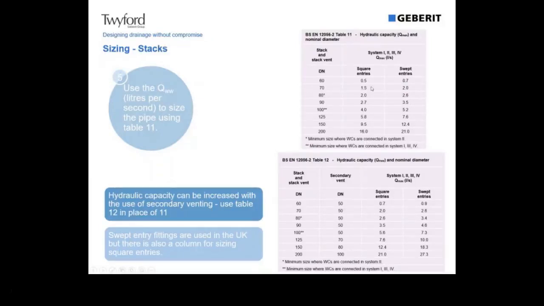Table 11 gives it to you if you're using a primary vented stack. Table 12 will give you it if you're using a secondary vent in order to give you a slight increase in your litres per second flow rate. So if you were over 5.2 on a square entry, or on a swept entry at 100 mil, then you'd go to having a secondary vented pipe, which would give you 7.3 on a swept entry. So it just gives you an extra couple of litres per second.